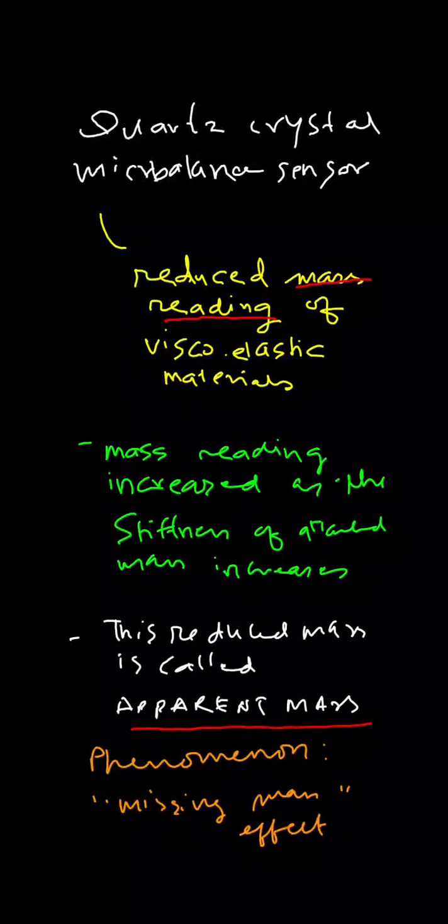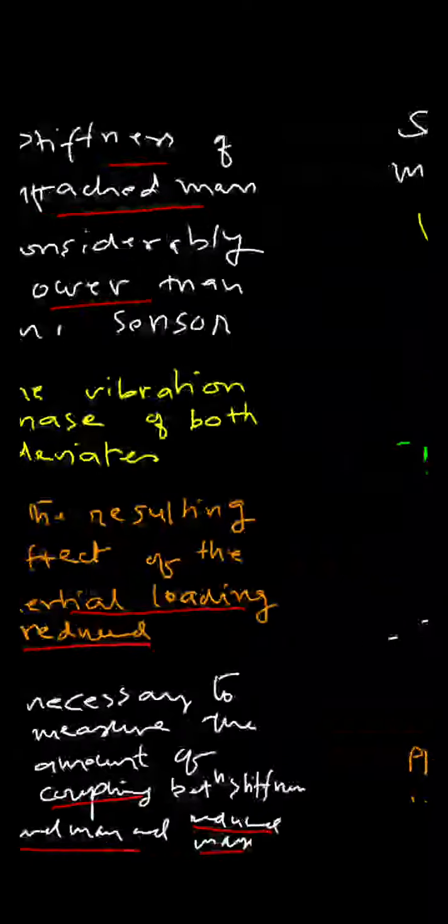Now we can also use a quartz crystal microbalance sensor, which will reduce the mass reading of the viscoelastic materials, and the mass reading is increased as the stiffness of the attached mass increases. This is called the apparent mass.